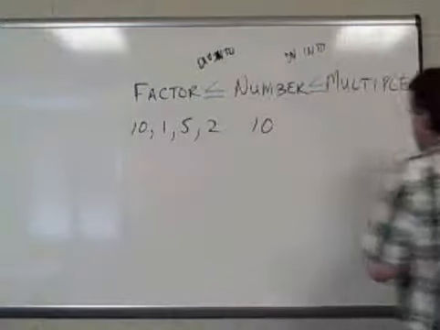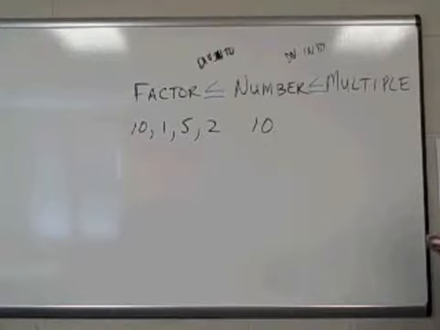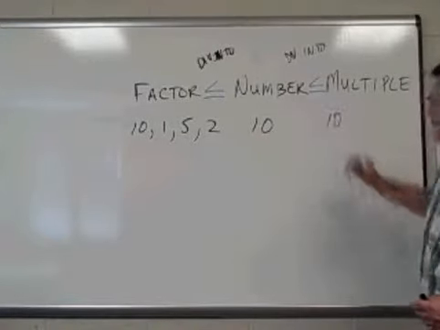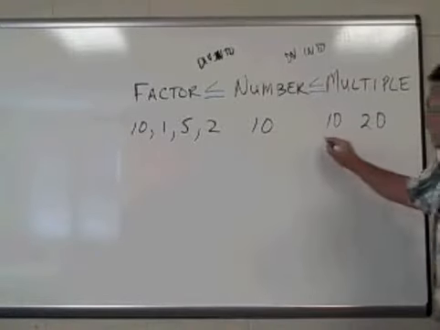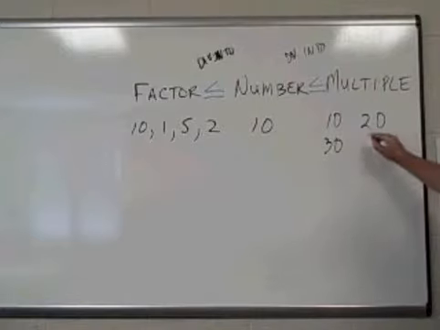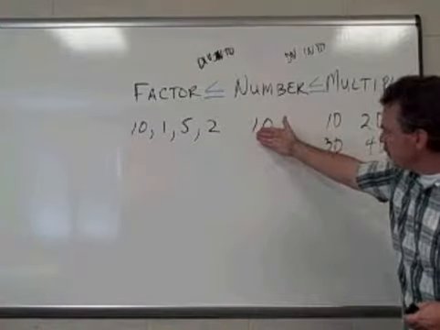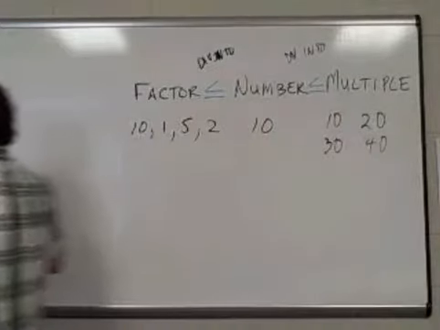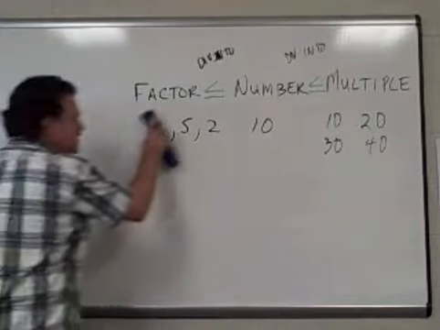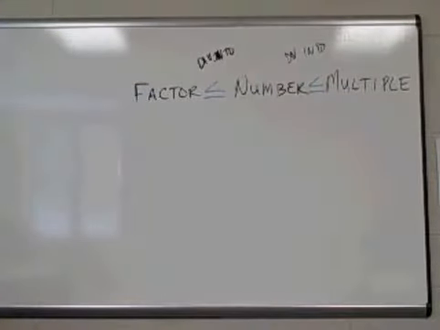Now, what about multiples? Multiples of a number are numbers that this number will divide into. Well, 10 will divide into itself one time. 10 will divide into 20. 10 will divide into 30. 10 will divide into 40. Multiples of a number are those numbers which the original number will divide into. Let's try another example so that you're sure that you understand these concepts of the factors and multiples of a number.